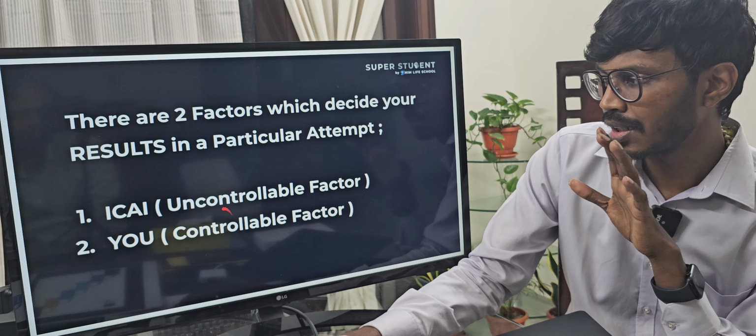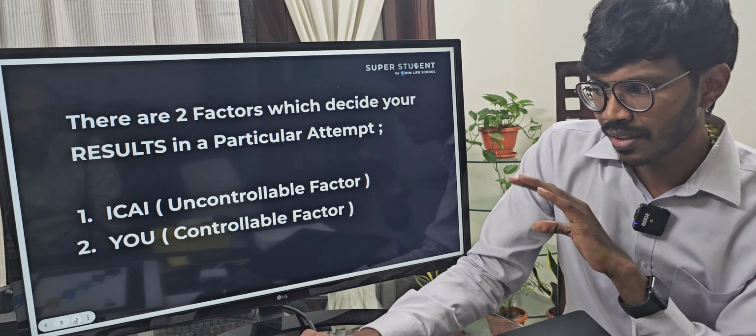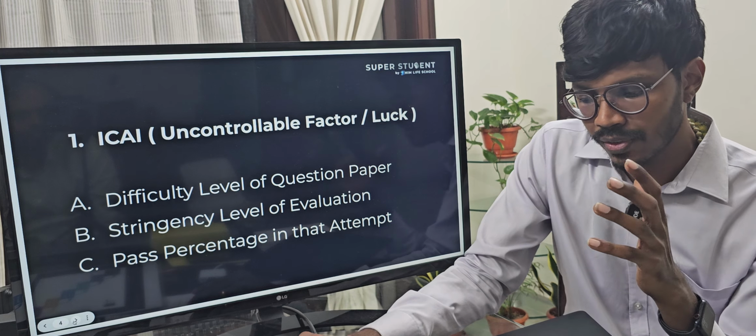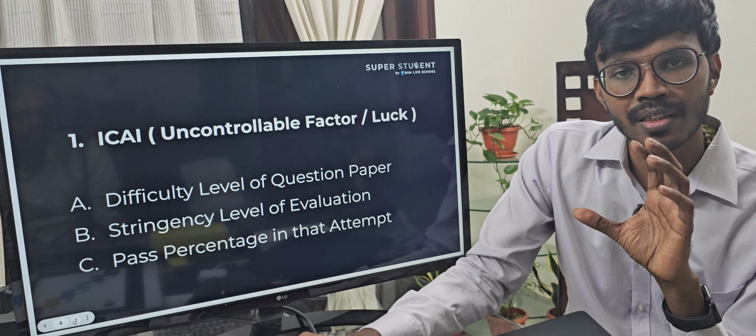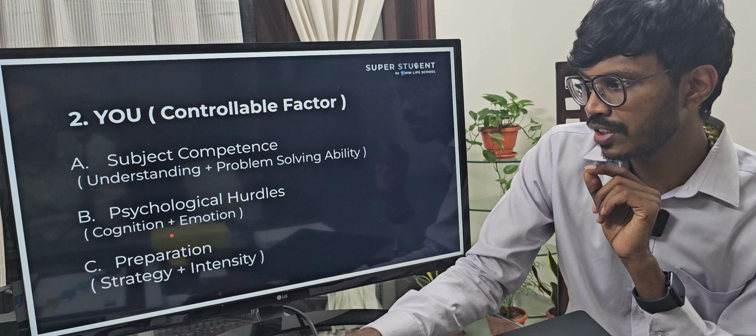The first one is called ICI, the other one is U. Now, what do I mean by ICI? Let's dig deeper into this concept. There are three ways in which ICI can determine your result in a particular attempt. Number one, the difficulty level of the question paper.